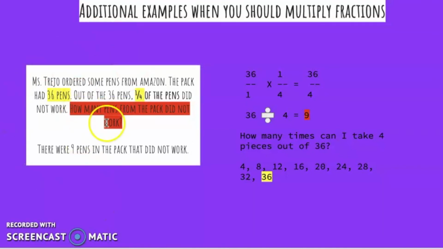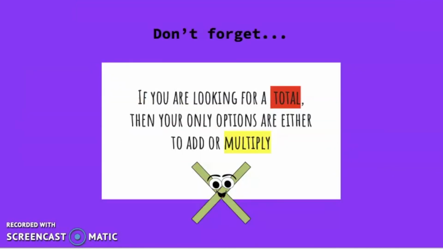Okay, so remember, it's very important for you to really understand and read the question, what it's asking you to do. So guys, just don't forget that if you're looking for a total, then your only options are either to add or multiply.